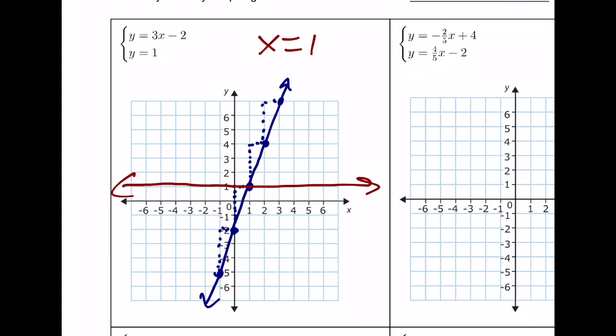The solution is where these two lines cross. That's right here. The coordinate is 1, 1. Or you could write this x equals 1, y equals 1.